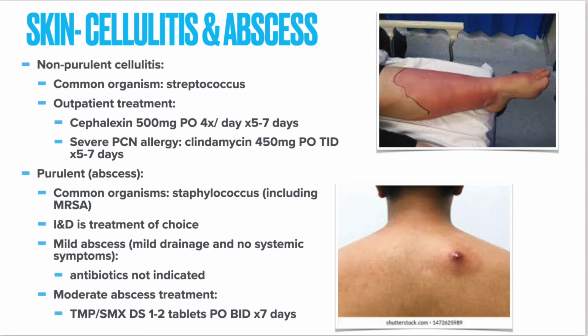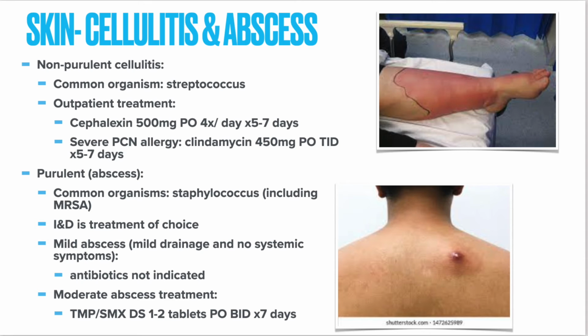If purulence or an abscess is present, then the most common organism is going to be Staphylococcus, and this includes MRSA. First-line treatment for this includes incision and drainage. Definitely if there's an abscess present or pus present, then you need to do an I&D.